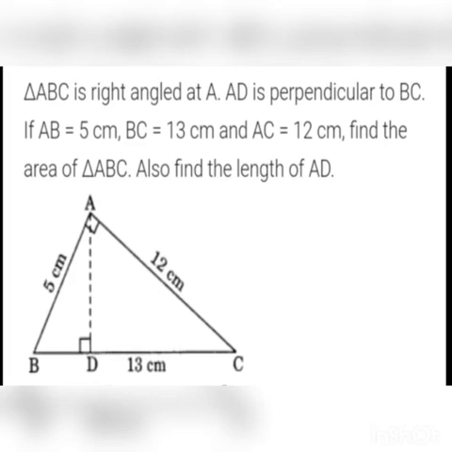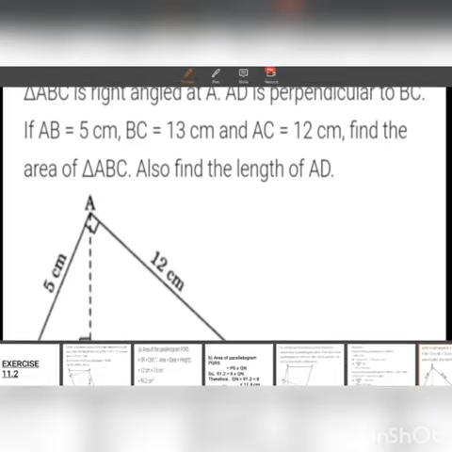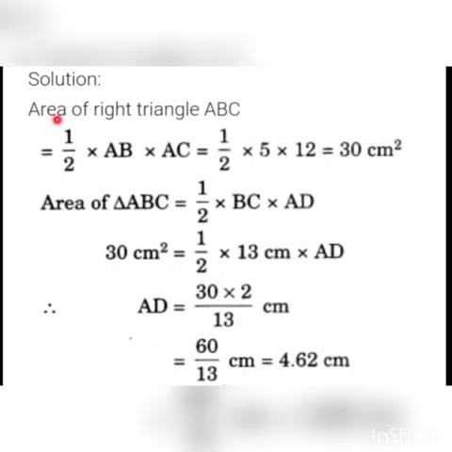What is the formula? Half base into height. So finding the area of the right triangle ABC, half AB into AC. AB is 5 centimeter and AC is 12. So what is the value? 30 centimeter square. So now we got the area of the triangle as 30 centimeter square.